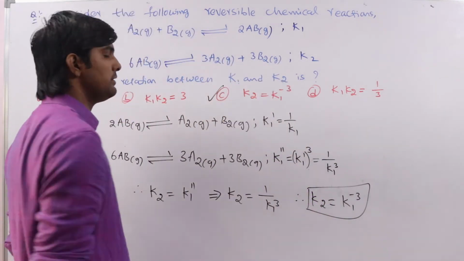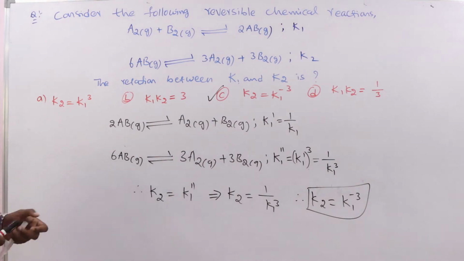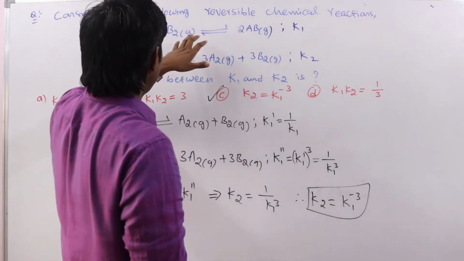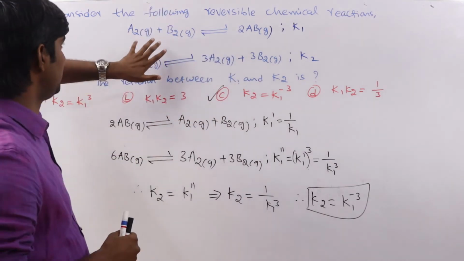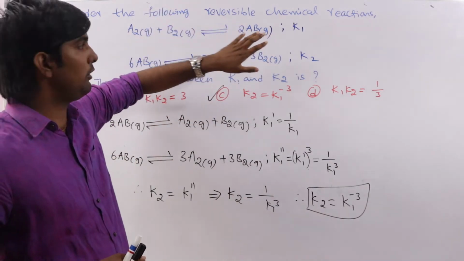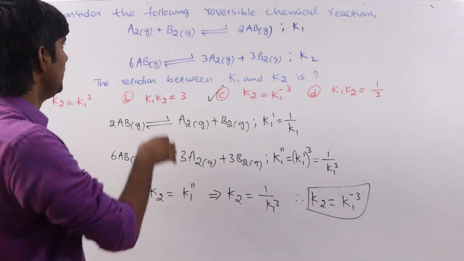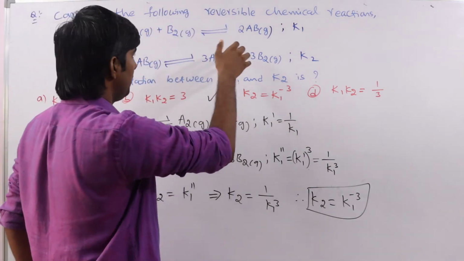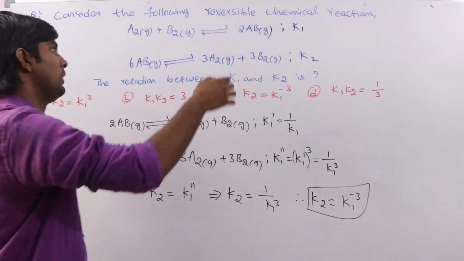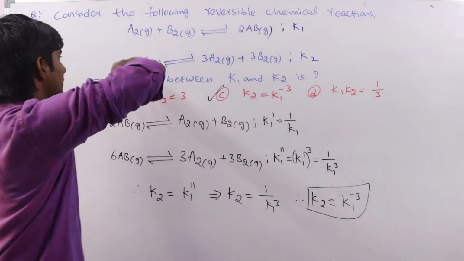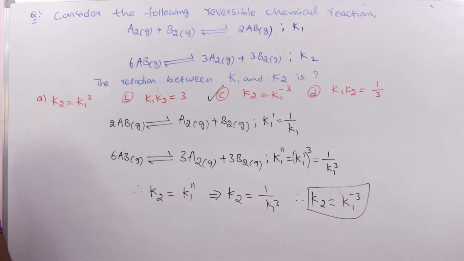So option C is the answer. Okay, so simple. First, in this type of problem you have to identify whether the same species are involved in both reactions, but the products in the first reaction are the reactants in the second reaction. The product in the first reaction is a reactant in the second reaction.